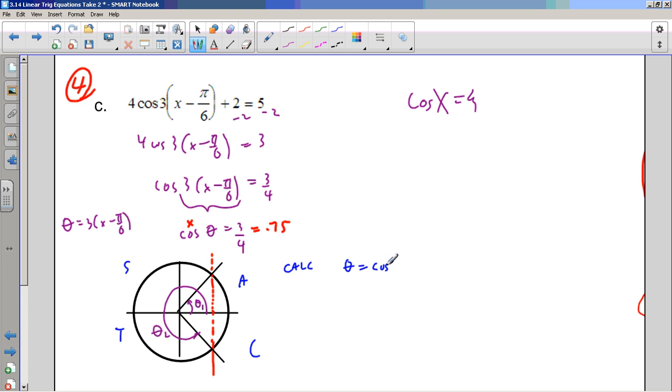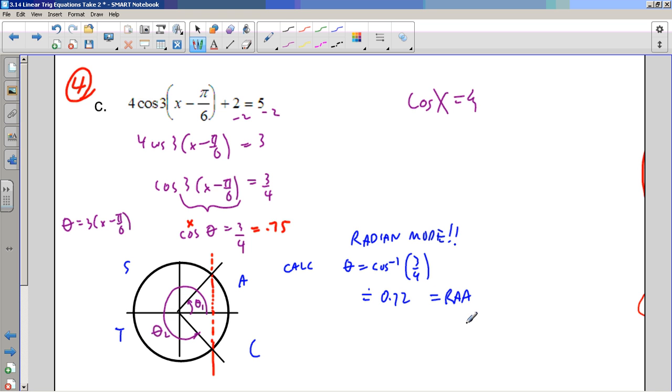The calculator step is just do the inverse cos of 3/4, or 3 divided by 4. And remember, your calculator is in radian mode. And you should get about 0.72. So what is this 0.72? Well, this is that first solution, and it's the related acute angle. So this 0.72 is the related acute angle.